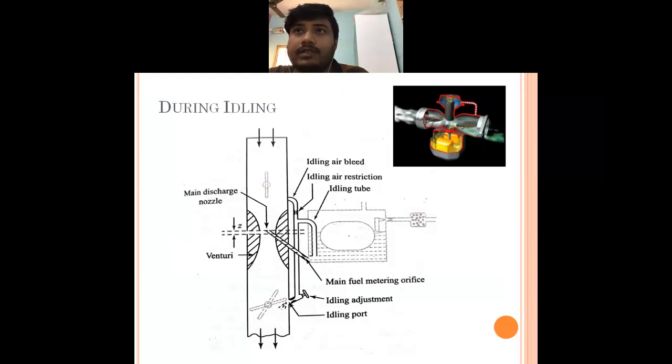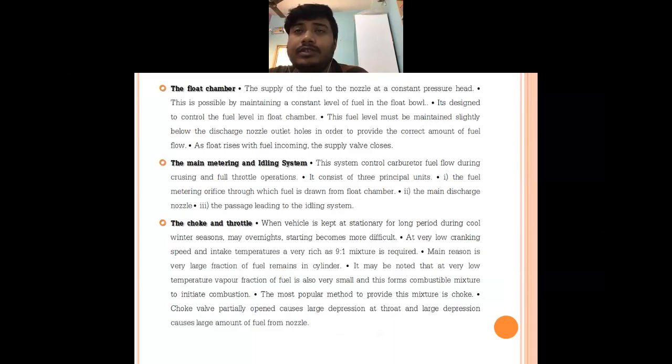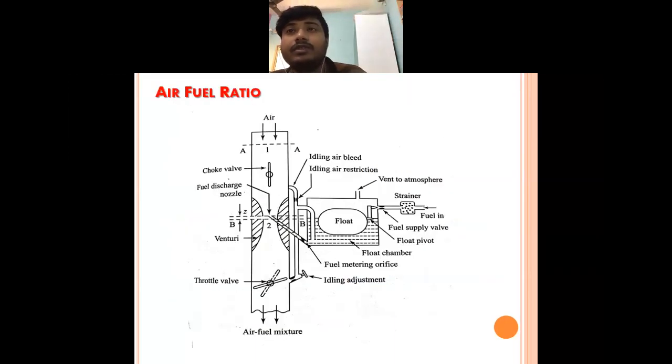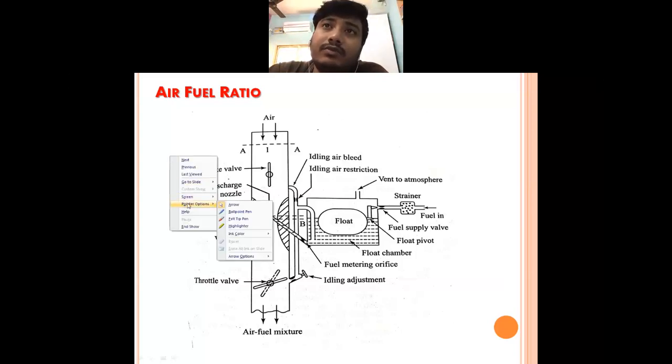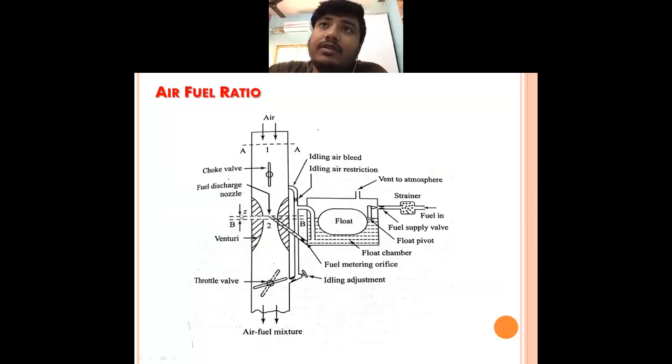So last day I have told you the basic components and the mixture. Now we'll start with the calculation of this. So this is the diagram for a simple carburetor. A simple carburetor का एक diagram है. So here we have taken, so you know all the components.